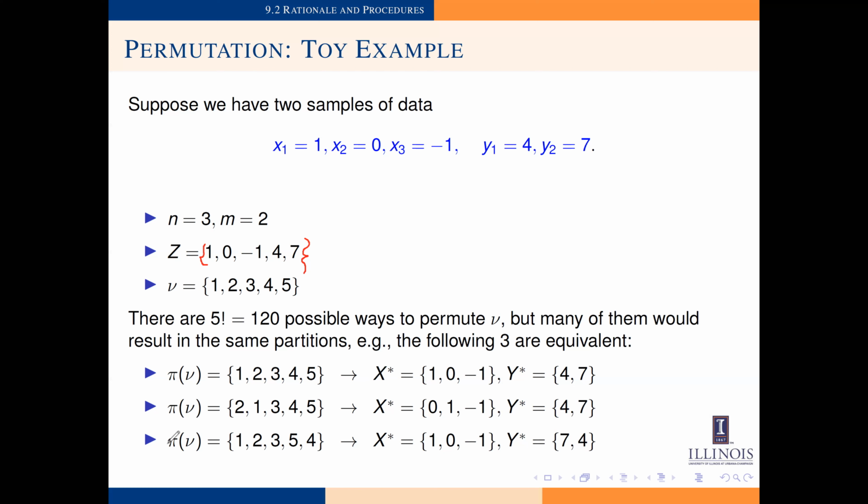Similarly, if we do pi of nu equals 1, 2, 3, 5, 4, in other words, we swap 4 and 5, then we end up with X star equals 1, 0, negative 1, and Y star equals 7 and 4. And we still form the same partition because the elements are the same. In other words, not all of these permutations of nu will result in distinct partitions of the data. And the number of distinct partitions is given by 5 choose 3 in this case.